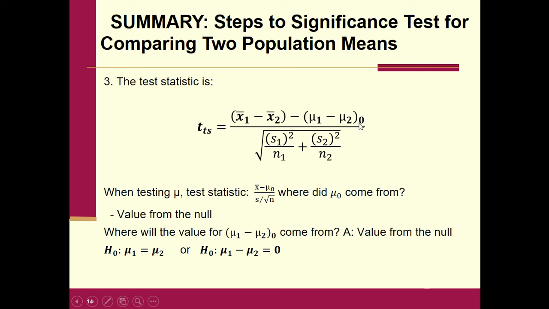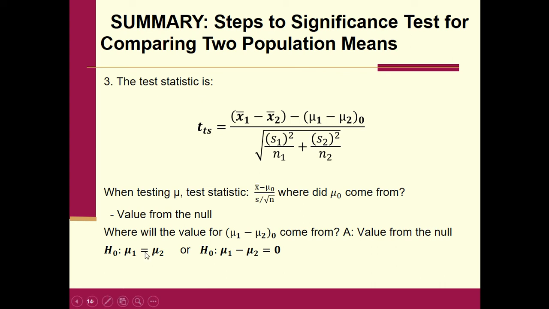Now where did this come from? So let's read this. When testing mu, the test statistic was this. Where did mu sub 0 come from? The answer is it came from the value in the null hypothesis. So in other words, where will the value for mu1 minus mu2 subscript 0 come from? The answer is it's going to come from the null hypothesis.